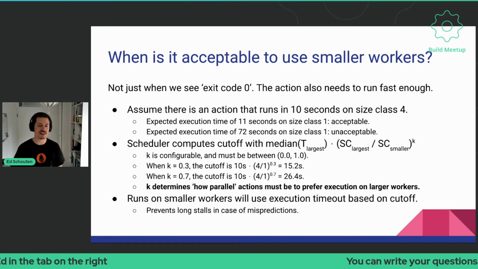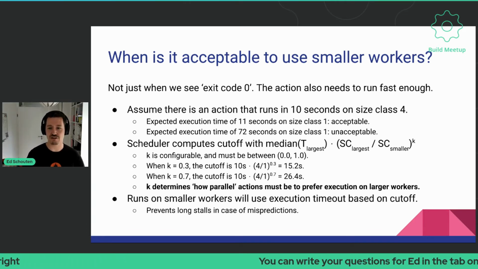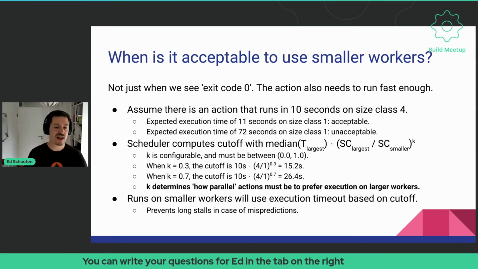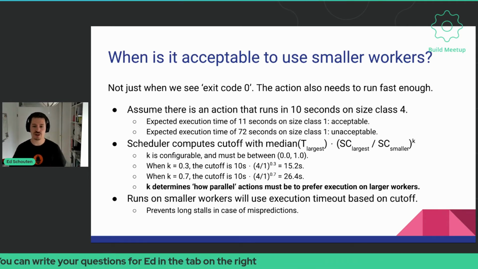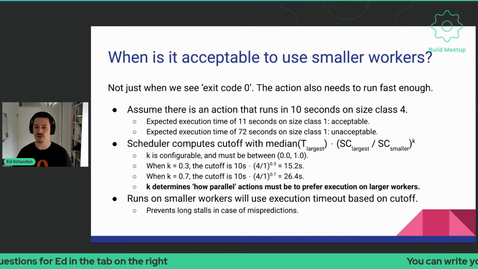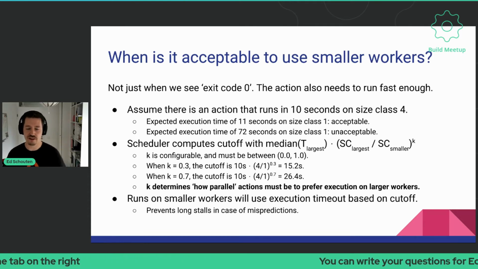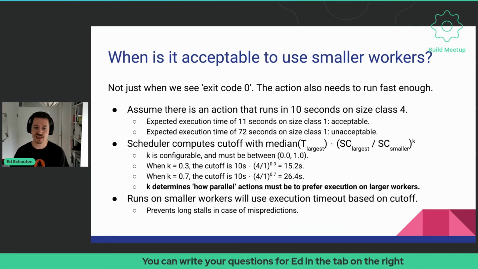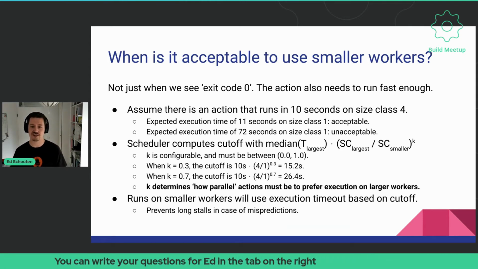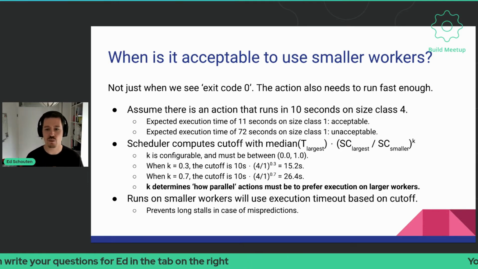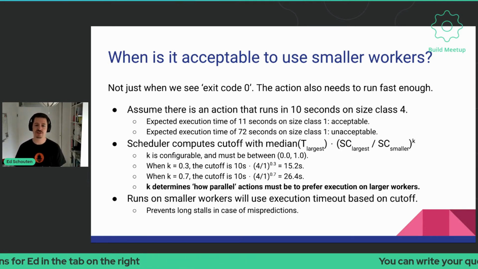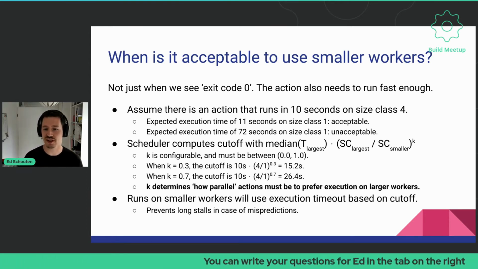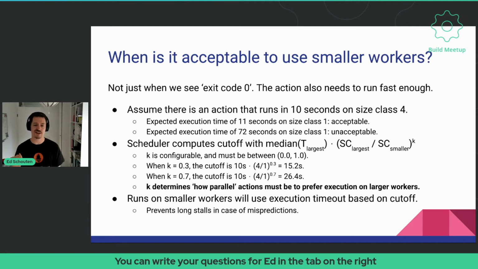If I tell you that an action that runs in 10 seconds on a 4-core system, so size class 4 in this case, takes 11 seconds on a worker that has size class 1, so one fourth the size, that's acceptable. But if it takes 72 seconds, we can say for sure that this is unacceptable, right? It's a worker that is 1/4 the size. It should at most cause a slowdown of a factor 4, but anything more is clearly unacceptable.